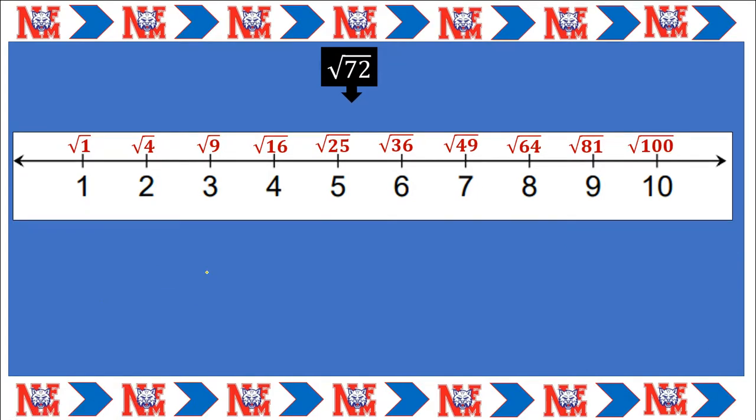Okay, let's do the square root of 72. The square root of 72 falls in between the square root of 64 and the square root of 81, so somewhere right here between 64 and 81. So we're sandwiching the square root of 72 between the square root of 64 and the square root of 81. So our whole number is going to be between 8 and 9. So we're going to have 8 point something. Okay.